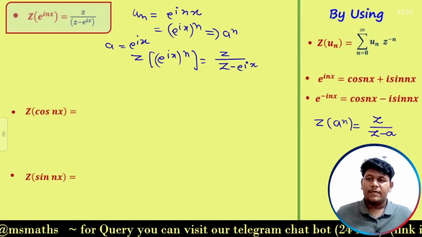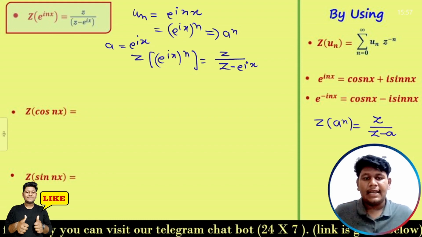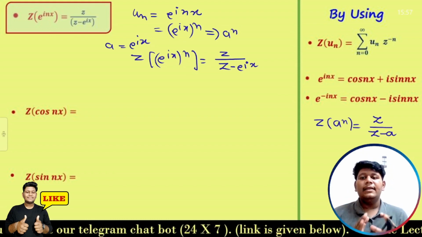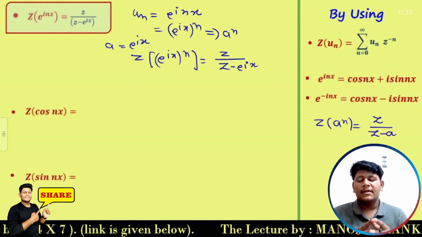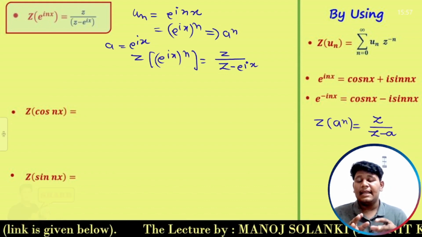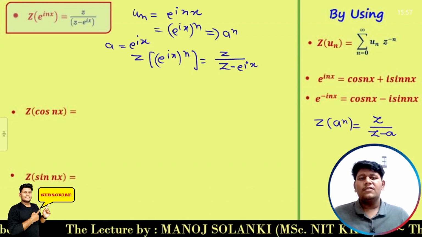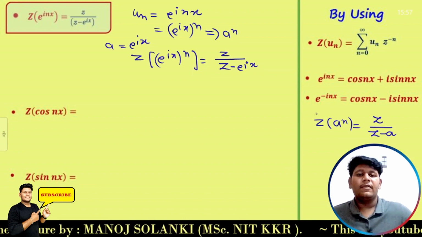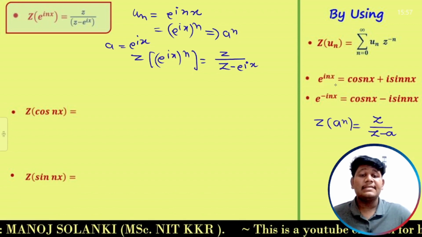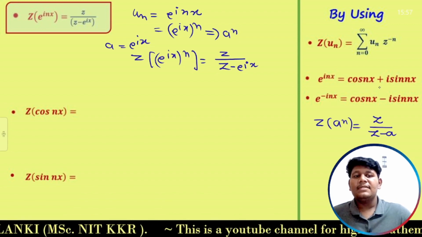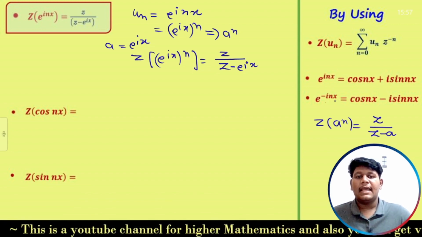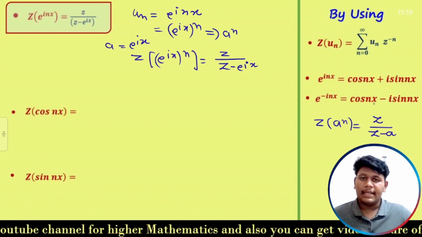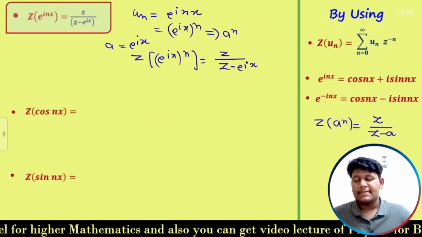So this is the transformation of e to the power iota nx. Now we can find the formula for the transformation of cos nx and sin nx by using this, because we know Euler's formula: e to the power iota nx is equal to cos nx plus iota sin nx, and also e to the power minus iota nx is equal to cos nx minus iota sin nx.